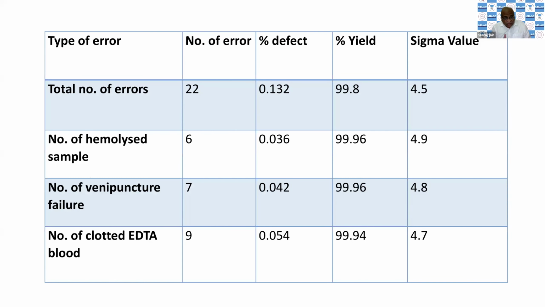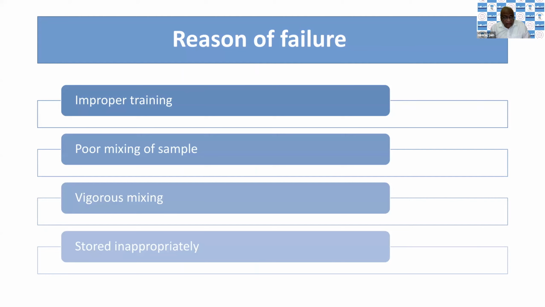So when this data was converted into sigma value, first into defects per million opportunities, and then sigma value, for the total number of errors our sigma value was 4.5, hemolyzed 4.9, then 4.8, 4.7 for clotted blood. So then we analyzed this data, and we thought there are certain reasons for this low sigma value.